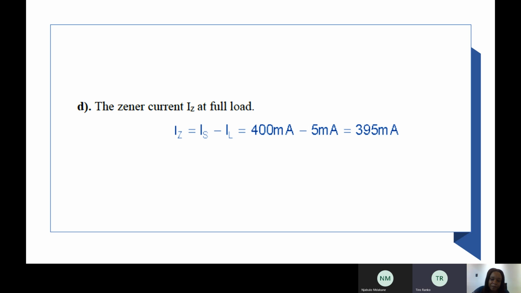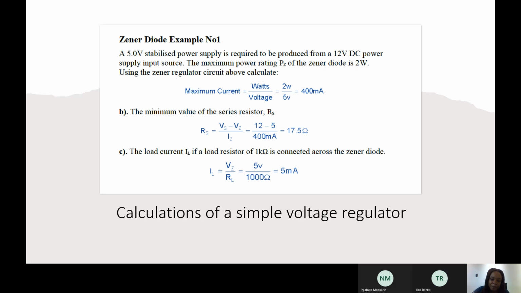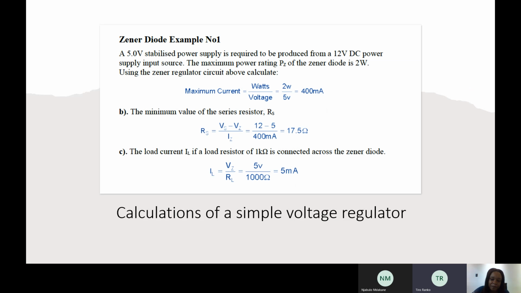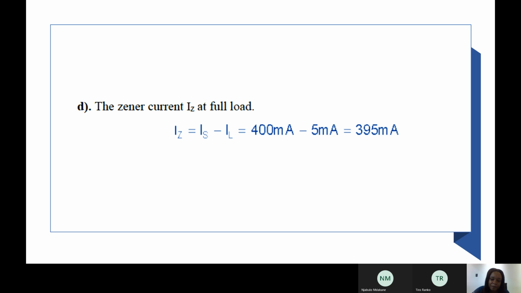Yeah, you see that the equation here is Iz equals Is minus IL because we are trying to find this current here. To get this current, it will have this one, which is going in this direction, minus that one which is going the opposite direction. That's how they got Iz. Makes sense? So that's how they got that value there. They got the value of Is and then subtracted IL.